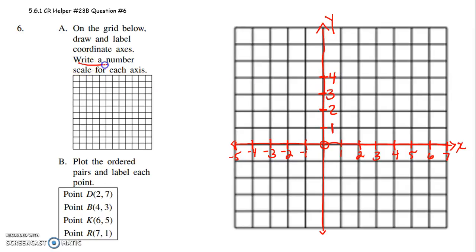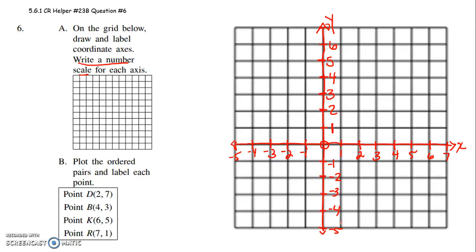What I'm doing is writing a number scale for each axis. Positive 5, positive 6, and up here is a positive 7. This right here would be a negative 1, a negative 2, negative 3, negative 4, negative 5, and so on.